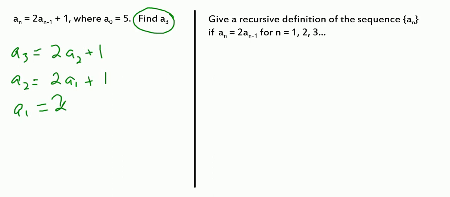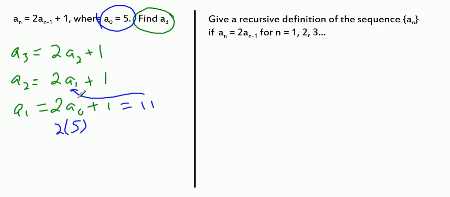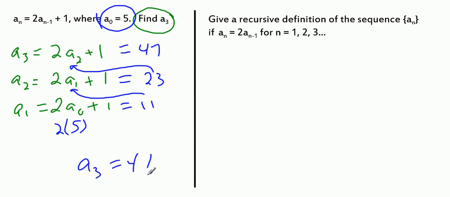A sub 1 is 2 times a sub 0 plus 1. And now we've gotten to a point that we're in good shape. We know what a sub 0 is: 5. So this is really 2 times 5 plus 1, or 11. That 11 comes up here into a sub 1, so we have 2 times 11 is 22, plus 1 is 23. And then we can take that and put that in here. 2 times 23 is 46, plus 1 is 47. So we now know that a sub 3 is 47. This is not an obvious or familiar function, it's just something we made up here.